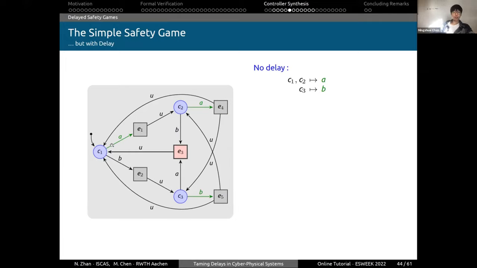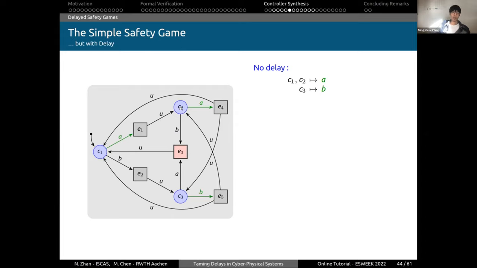Good, now let's start by adding some delay to our simple safety game. As we have already seen, the green actions are a safe strategy for the controller under no time delay. But how about if we have one step of delay now? What does it mean? It means that whenever at state C2 the controller chooses an action, this action will not immediately take effect. That means the controller needs one time unit to make a decision that will take effect one time unit later.